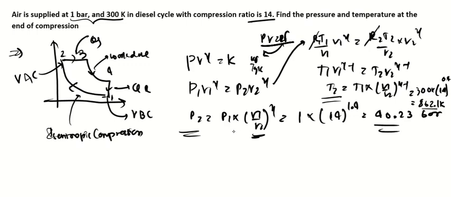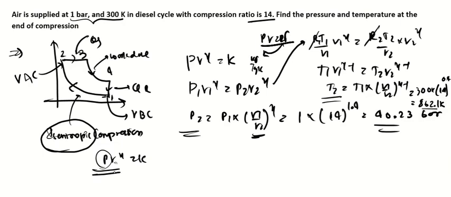If you know the basic concept that process 1 to 2 is isentropic compression, you can apply the isentropic condition, which is PV to the power gamma is constant. And after tweaking this equation using the ideal gas equation, you can find more or less anything. If you need T2, you can find it. You can also find V2. You can find P2 also. So just change this equation into different forms.